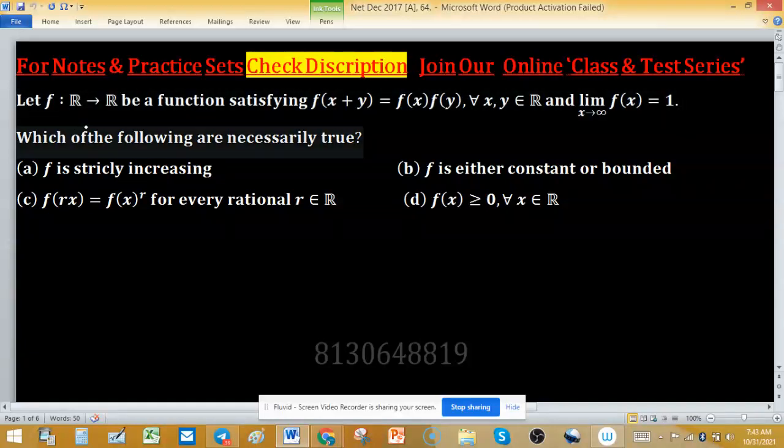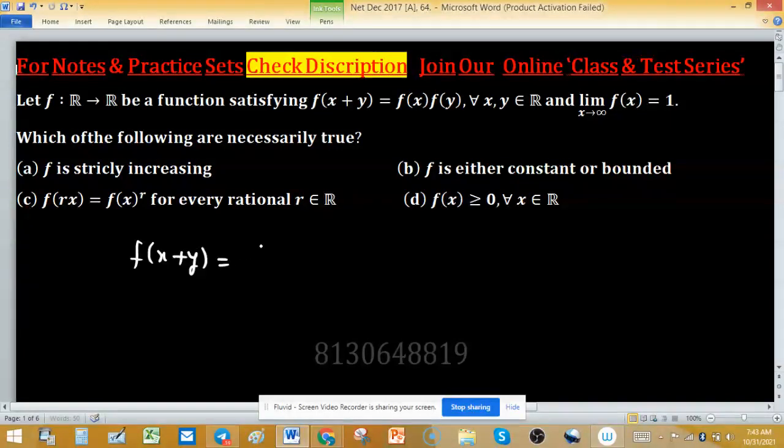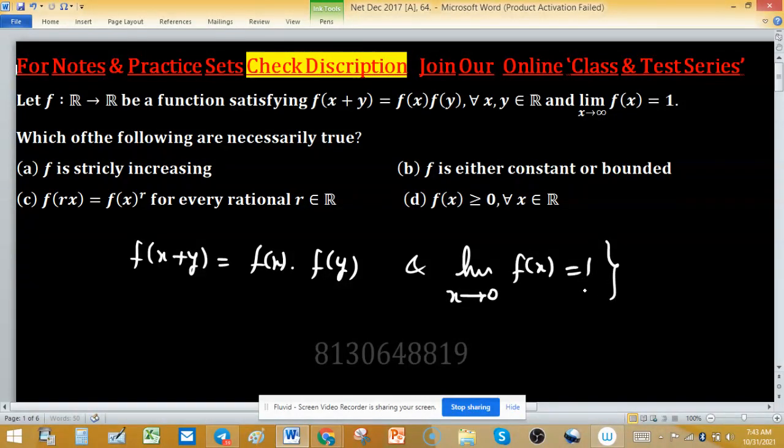Let f be a function defined from the set of real numbers to the set of real numbers and satisfying the condition f(x + y) = f(x) · f(y), and this is true for all points in the domain. The second condition is that the limit as x tends to 0 of f(x) equals 1. Given these two hypotheses, we are asked whether the function is strictly increasing (option A).